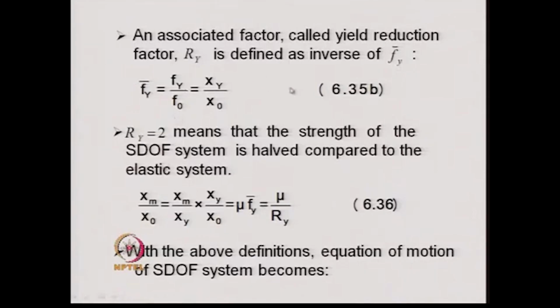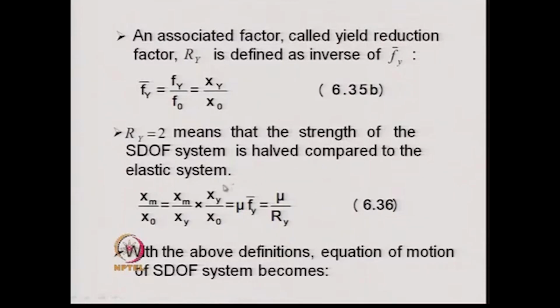Now, with equation 6.35b, one can write down another equation which is given in 6.36, that is xm by x0, the maximum displacement that can take place in the elastoplastic system, divided by the maximum displacement that can take place in the corresponding elastic system. That can be written as mu times F bar y using this manipulation, and this can be finally written as mu divided by Ry. So, this particular relationship is very useful and will be used later for drawing certain curves and understanding the meanings of those curves.